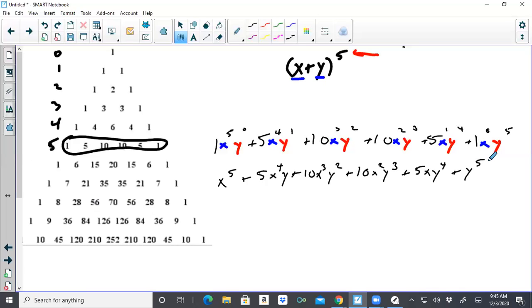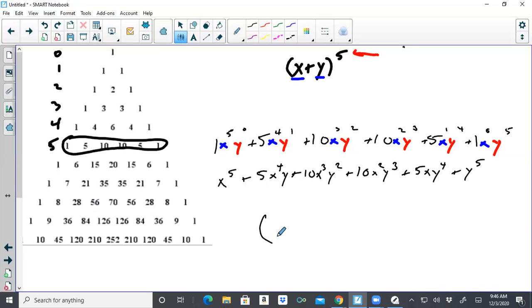Now, that being said, look how much work I did. I wrote down basically one row, and then I got my final answer. This is why Pascal's triangle is really, really nice. As you deal with this, and if you work with it a little bit, it becomes very, very nice.